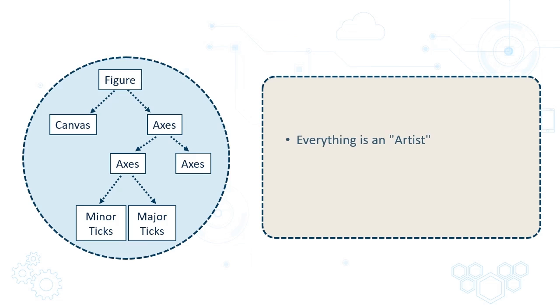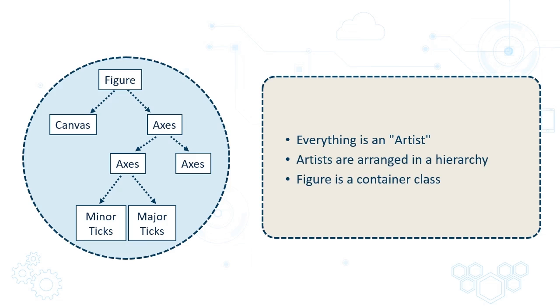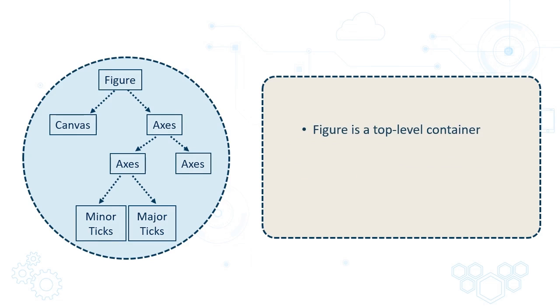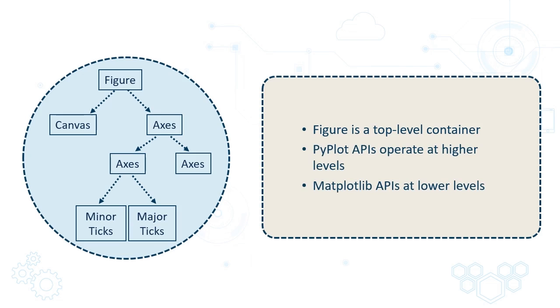In matplotlib, each of these components is of type artist, and there is a hierarchy defined for the various artists. Right at the top here, the figure is in fact a container class, while the other artists are more granular elements. Since the figure, along with the canvas and axes, are the top level containers, the higher level APIs such as PyPlot and even Seaborn work at this level. On the other hand, if you'd like to control some of the more minor artists, then you would need to use the Matplotlib API.